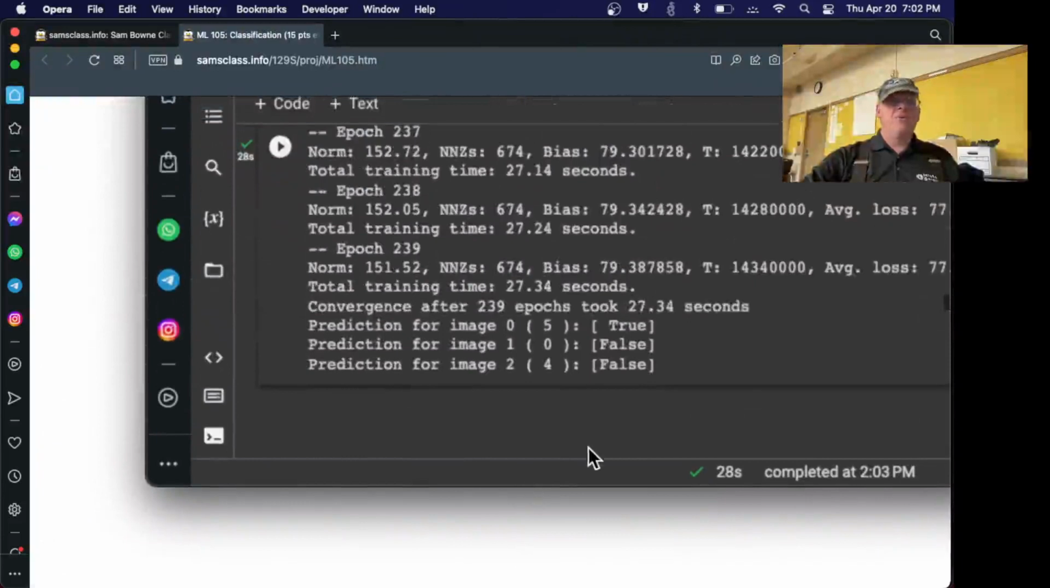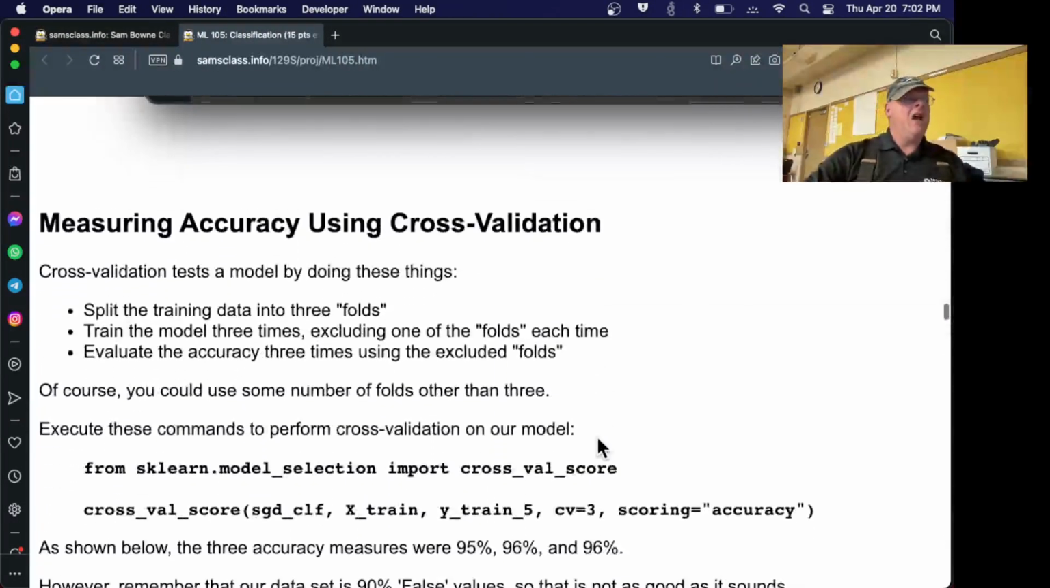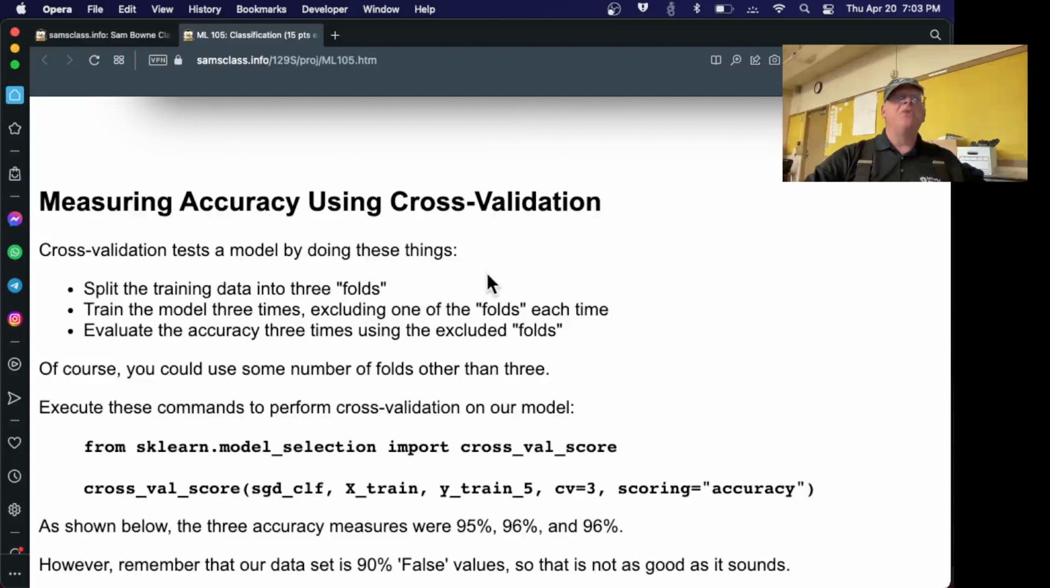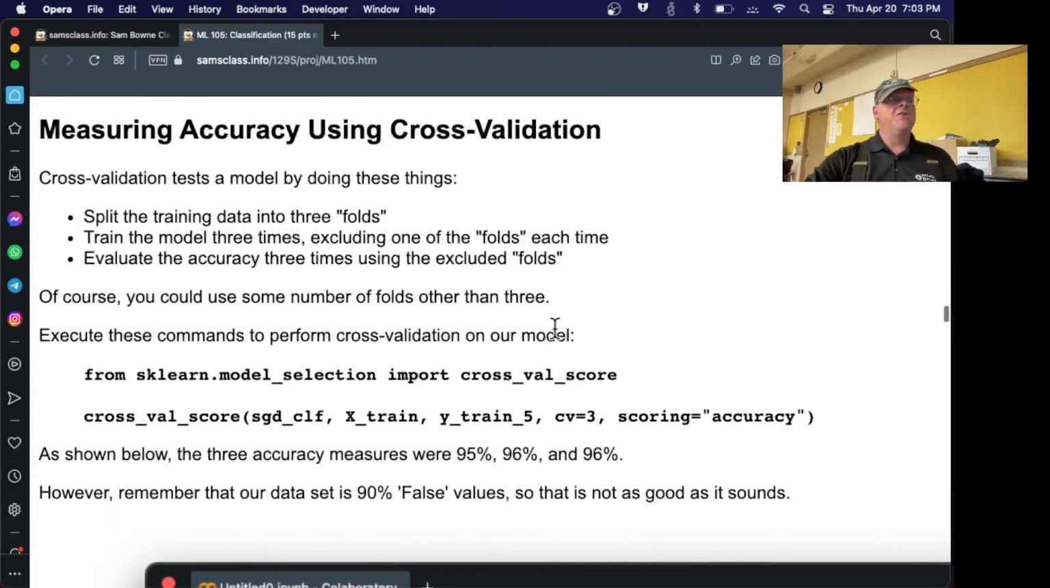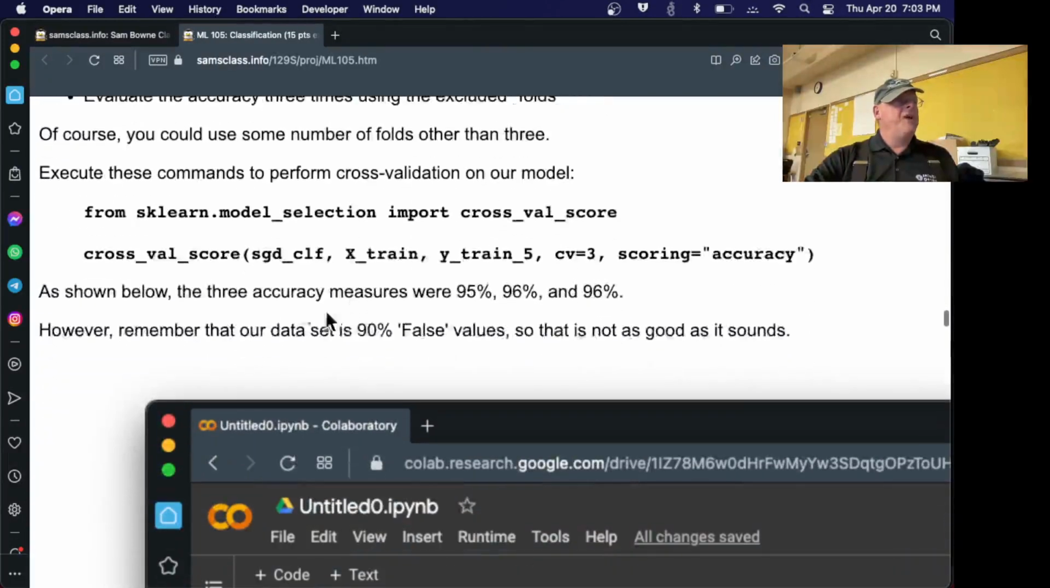So now we're going to talk about how you measure the accuracy of an AI. Now, one way to do it is with cross-validation. You split the training data into 3 folds, equal sections, then you train the model 3 times. You train it on 2/3 of the training data and set aside 1/3 to test it on, and you rotate them. So you do it 3 times and evaluate the accuracy 3 times using the excluded folds. This is called cross-validation.